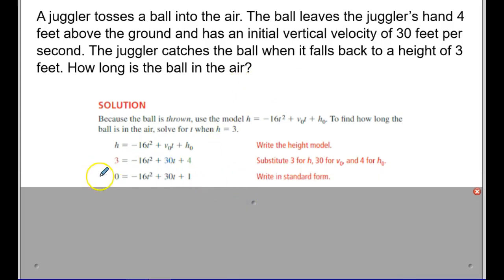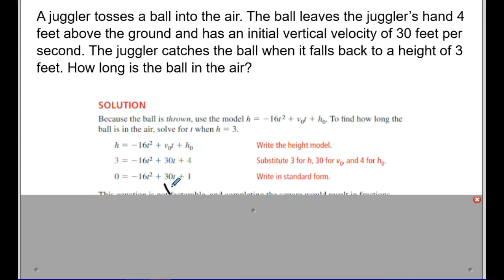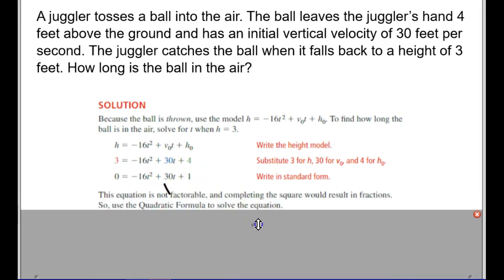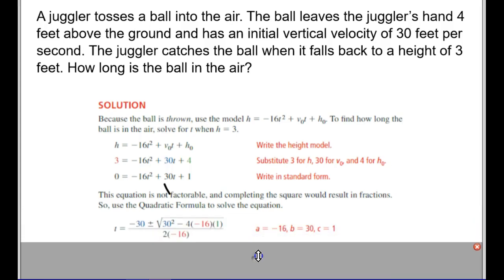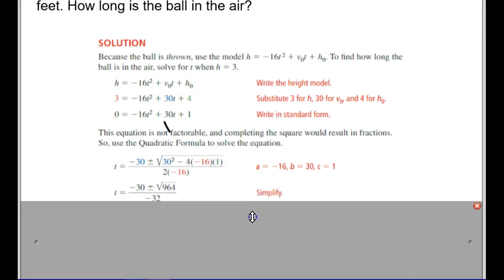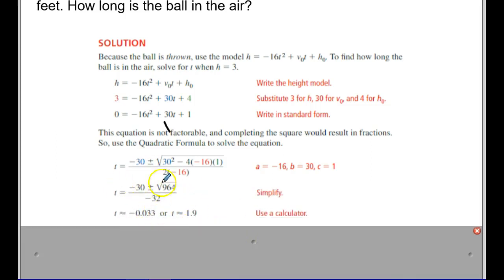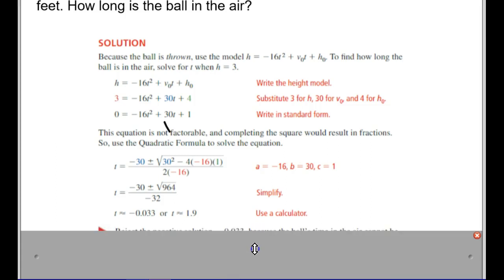So now I'm going to write this in standard form, get everything over to one side of the equation. This to me is not an easily factorable one. This also would not be easy to complete the square, so I would use the quadratic formula. So I plug in all of my values, my a, b, and c, and then I just continue to simplify. So once I get here, since we're looking at time in an actual real world problem, I go ahead and use my calculator and I look at my two results.